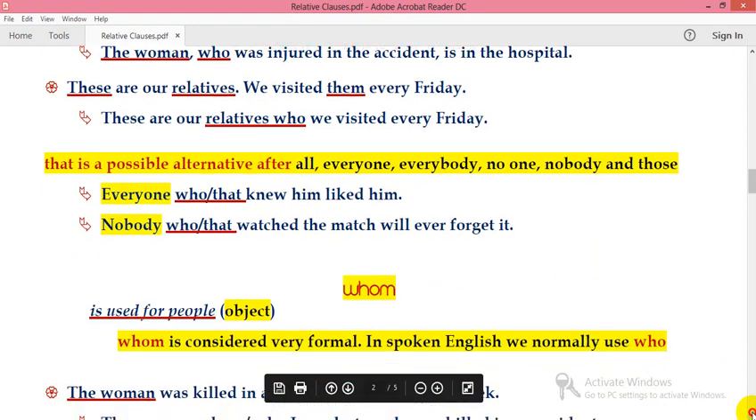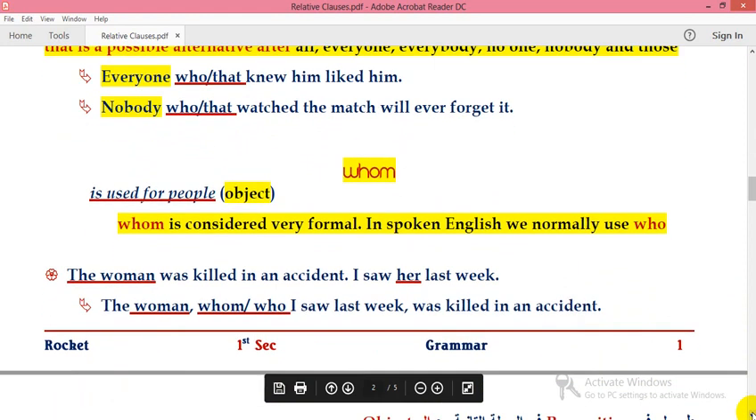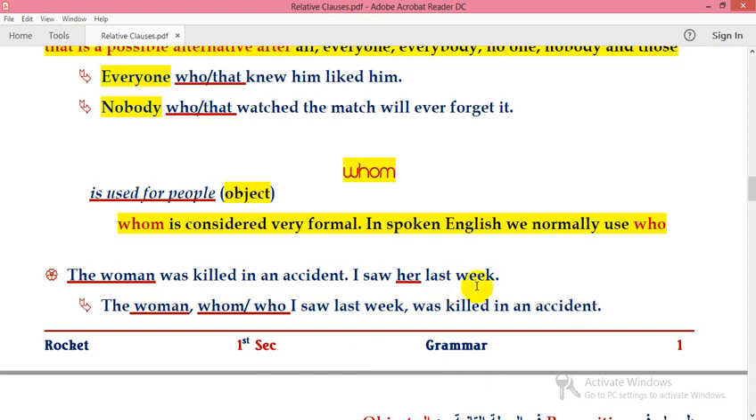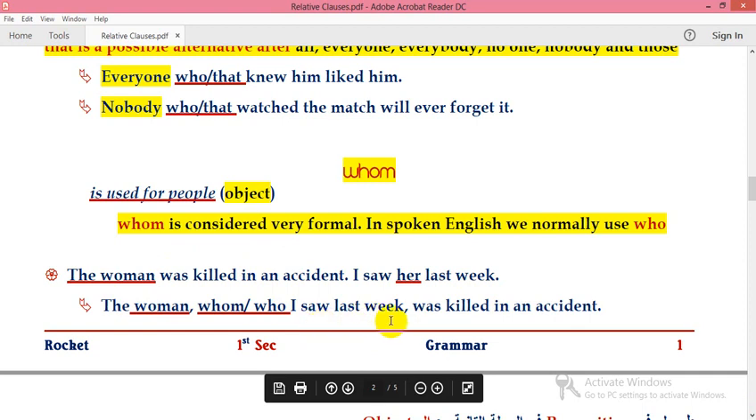Now, let's talk about whom. Whom is used for people, but only in the case of object. Whom is considered very formal, by the way. In spoken English, we normally use who, even when we are talking about the object. The woman who was killed in an accident, I saw her last week. The woman whom or who I saw last week was killed in an accident.